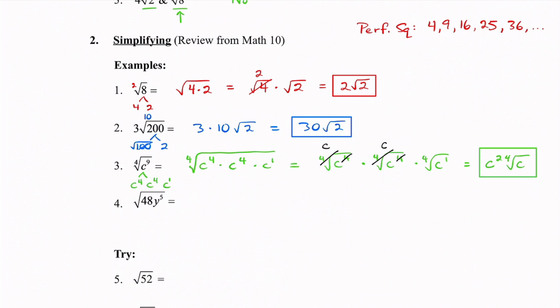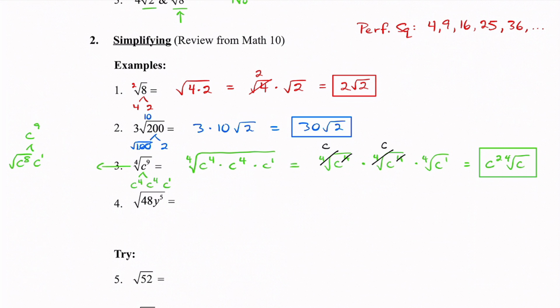Now there is a quicker way that we could have done this, and you'll learn this as you start to do more of these. Rather than breaking it into powers of 4, you could break it into a power that is a multiple of 4, and that'll be a lot quicker. So I could have broken the c to the power of 9 down into c to the power of 8 times c to the power of 1.